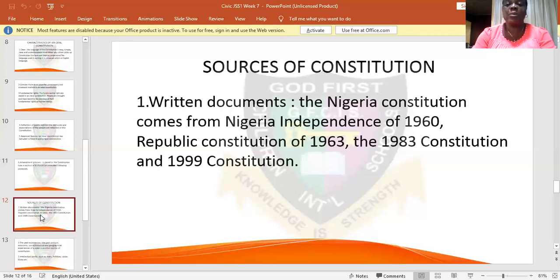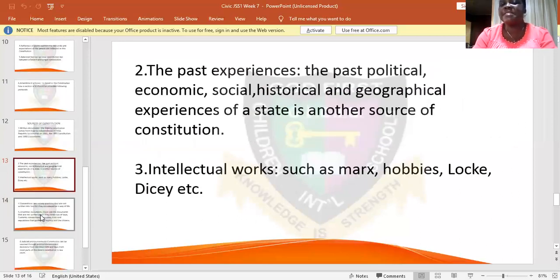Just like in 1960 when we had independence, in 1963 the country was made a republic, and in 1983 another constitution was formed. In 1999 another constitution was formed. The trend of what has been happening in the country generated some constitutions, laws, and rules that were documented. Then we have past experiences in different fields, such as the political, economic, social, historical, and geographical fields. All these experiences were gathered together as a source of constitution.